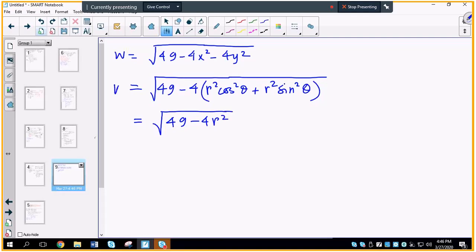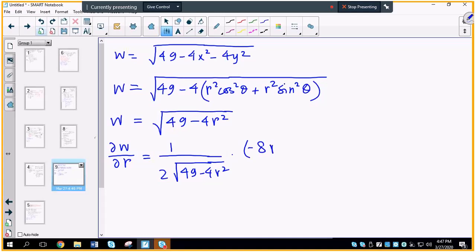That's your w. So when I do del w del r, I am doing the derivative with respect to r. So I get 1 over 2, the square root term, 49 minus 4r squared, times the derivative of the inside with respect to r, which is going to be negative 8r. So we get minus 4r over square root of 49 minus 4r squared. And if I do del w del theta, notice one thing, your w term doesn't have any theta. So that is going to be 0. So we have done this one right as well.